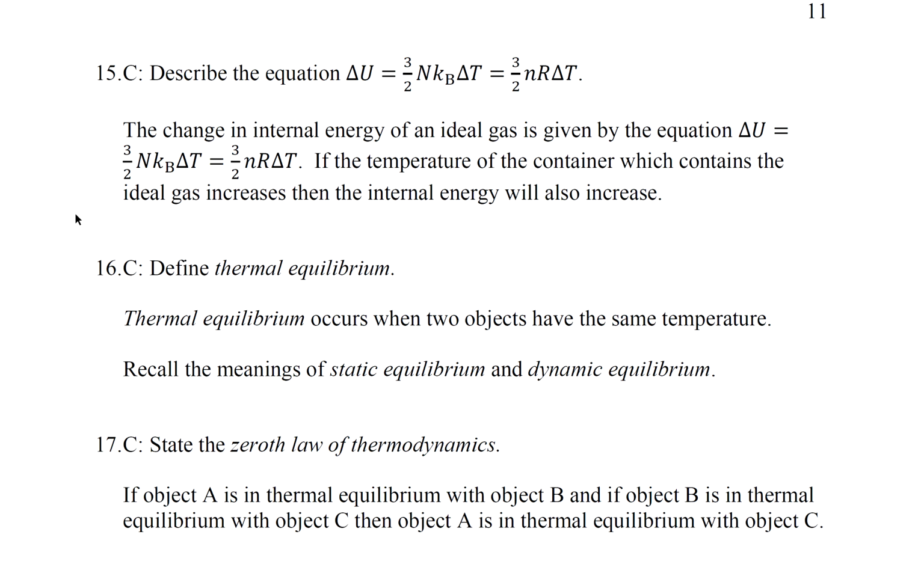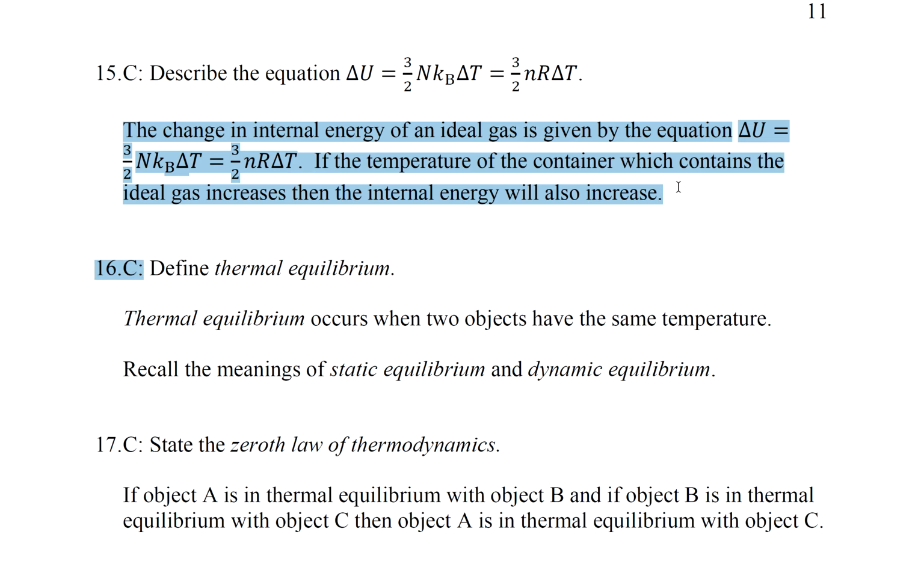Question 15, describe the equation delta U equals 3/2 n k sub B delta T, which is also equal to 3/2 n R delta T. So the change in internal energy of an ideal gas is given by this equation. If the temperature of the container which contains the ideal gas increases, then the internal energy will also increase.